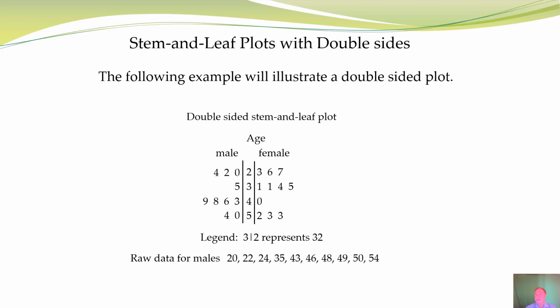On the female side, start with the first row. It's going to be 23, 26, 27, 31, 31, 34, 35, and so on. So this would be for the females, down to 53. Do they have to have the same number of data? No. You could have a certain number of males, a certain number of females. They do not have to be the same.